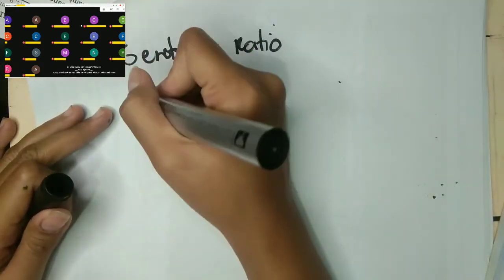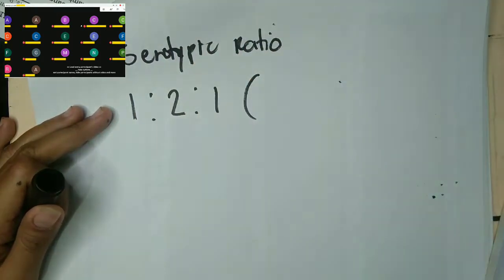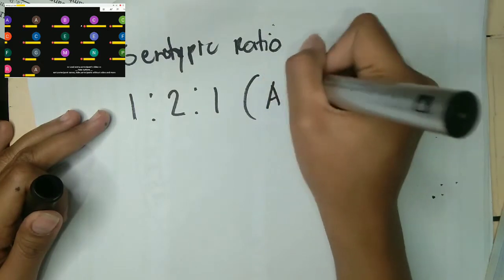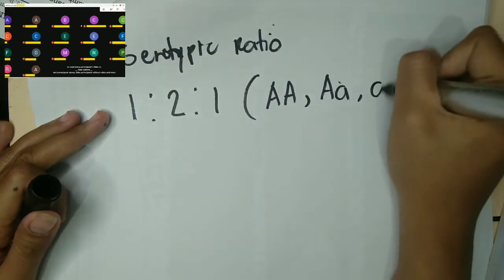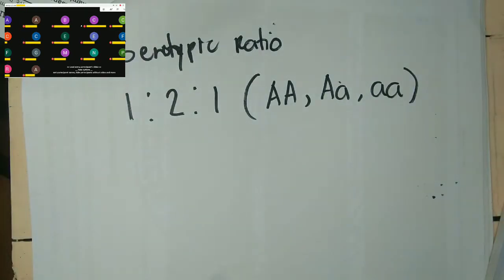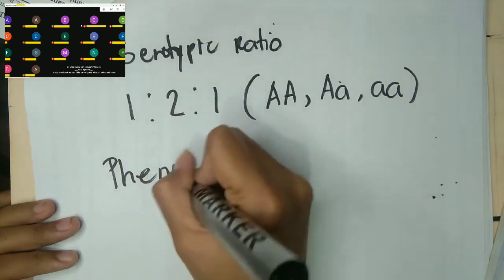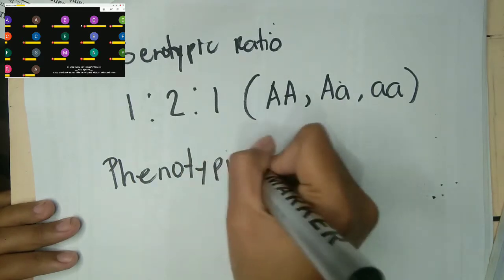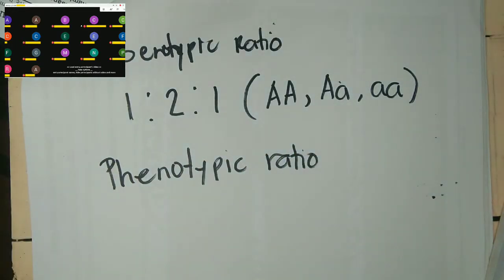So, we have to put on our genotypic ratio 1:2:1. Or, we have the genotypic ratio of double capital A, small letter, big letter A, and small, and both double small letter A. Okay? Am I doing it right? Follow? Okay. So, next is the phenotypic ratio.